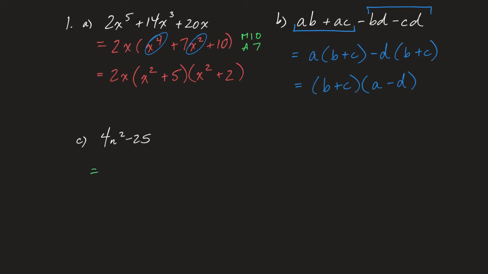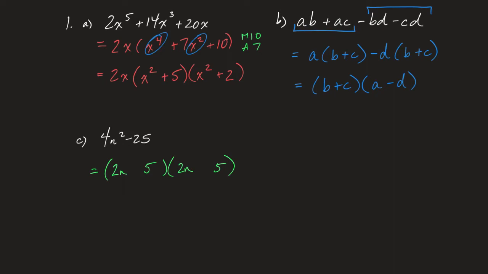I have two terms. The first thing I look for is a common factor. There is not a common factor. So the next thing I'm looking for is, is it a difference of squares? And yes, it is. Because 4n squared is just 2n times 2n. 25 is 5 times 5.